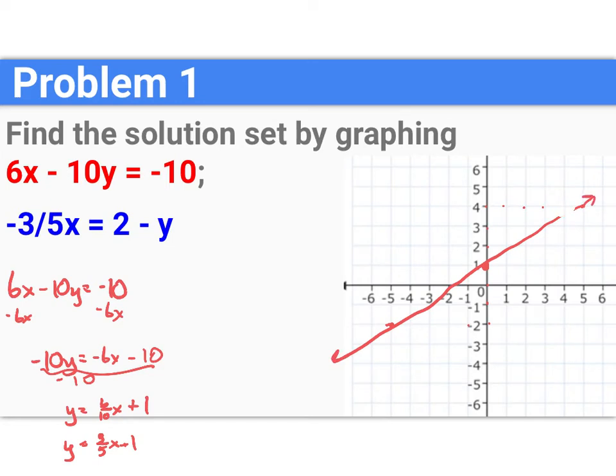Ignore some of these. They're just there to help us plot the points. Okay, so now let's plot the blue line. 3/5 x. Oh, so this is messy. So I'm going to move the y by adding y to both sides. And then I'm going to subtract 3/5 x from both sides. y equals negative 3/5 x plus 2.